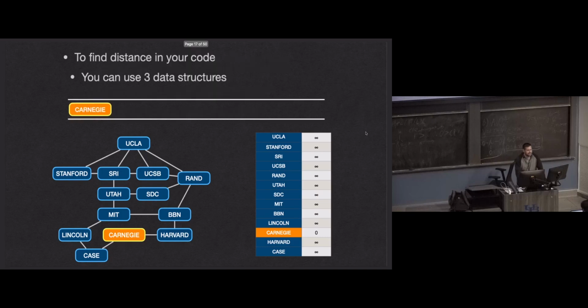So this is the idea behind breadth first search. We're going to use 3 separate data structures for your code. You're going to use one to keep track of which nodes you're about to explore the neighbors of. One data structure to keep track of which nodes have already been explored. And a third data structure to keep track of the distance from the start node to any node in the graph. 3 data structures.